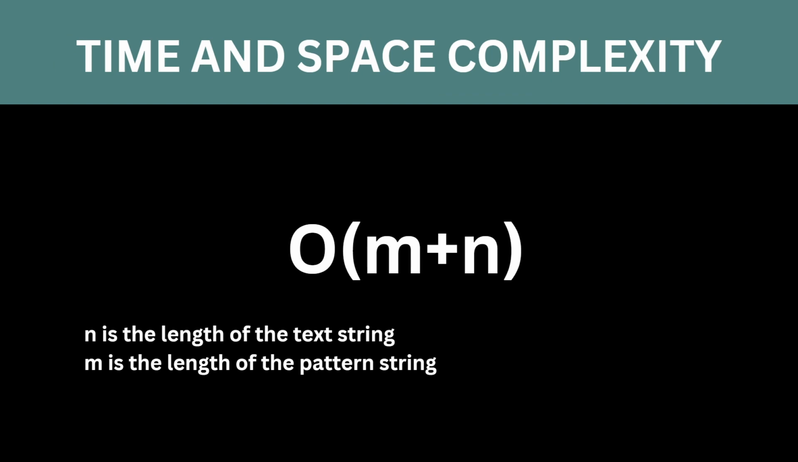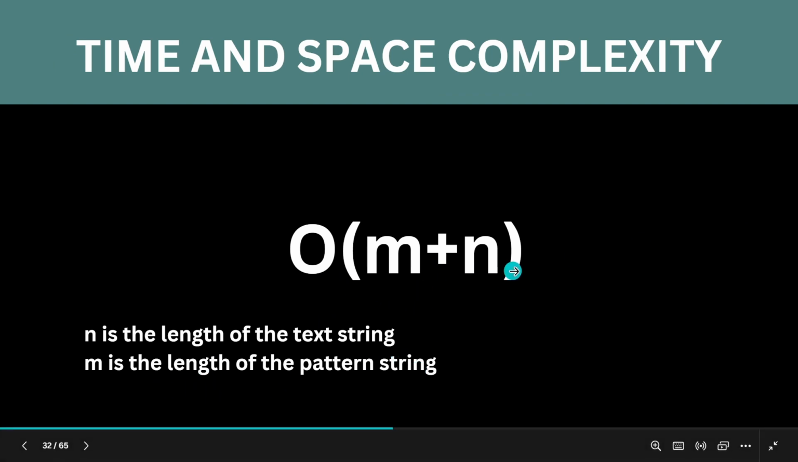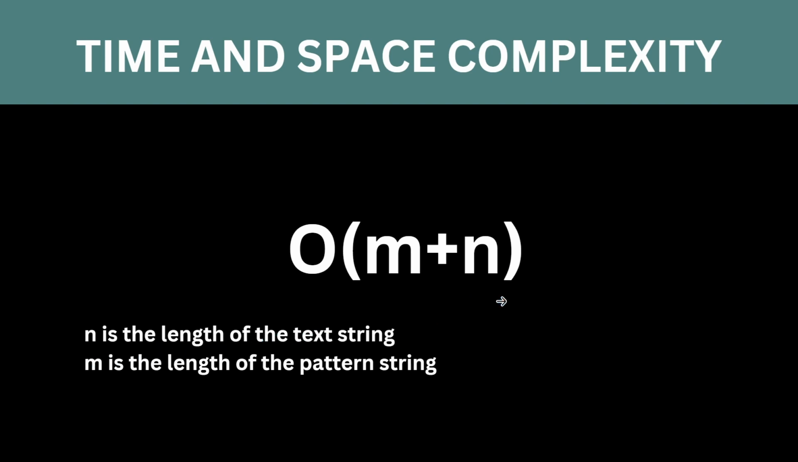The time complexity is O of m plus n, since we'll be traversing through the Z array of length m plus n, where m is the length of the pattern and n is the length of the text. The space is also equal to O of m plus n.